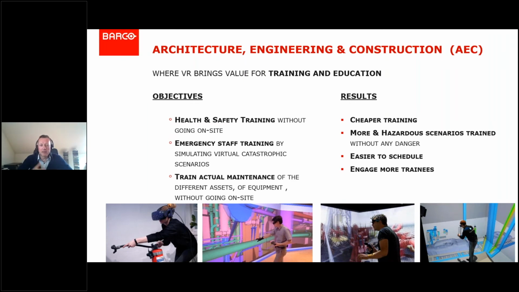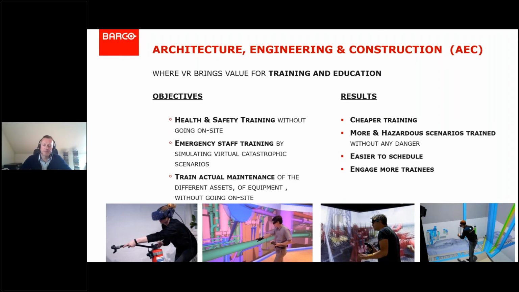So it allows you to grow the throughput, the number of trainees in your system, going to cheaper training. It allows you to do more hazardous training scenarios, and it is easier to schedule and engage, of course, more trainees. So those are the four domains that we see where VR really can bring value to the AEC industry.